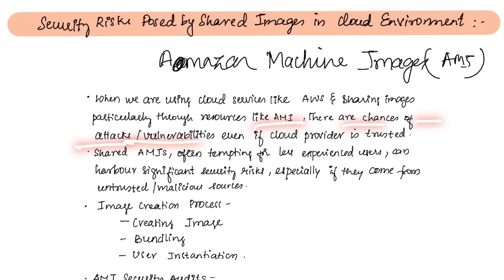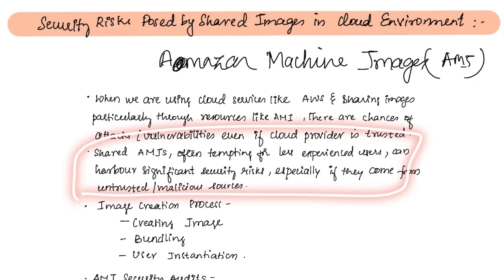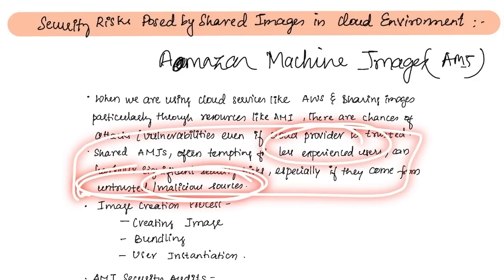are chances of attacks or vulnerabilities, even if AWS is a trusted cloud provider. Even in the case of AWS, there are chances of vulnerabilities to happen. So shared AMIs, shared Amazon machine images, often tempting for less experienced users, can harbor significant security risks, especially if they come from unauthorized or untrusted malicious sources. So there are chances of vulnerabilities or attacks to happen when we are dealing with less experienced users and the content is coming from malicious sources.